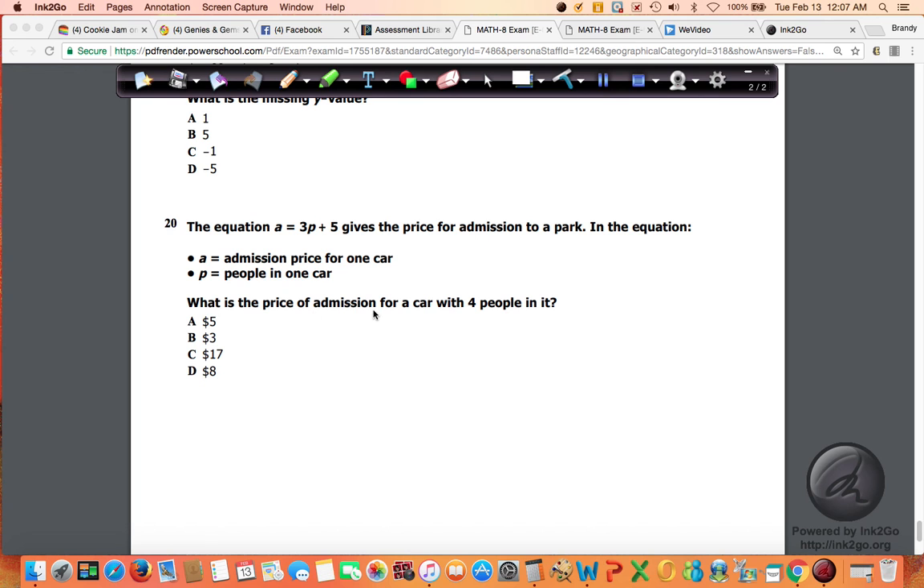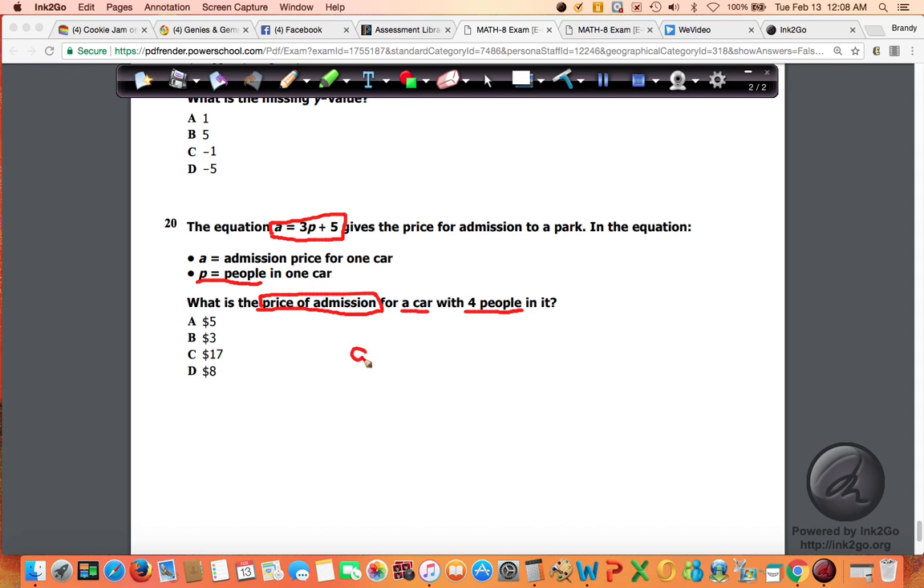What is the price of admission for a car with 4 people in it? So here we go. We got 4 people, we got a car, and we want to know what is the price of admission. So let's look at our equation, important piece always, so we can do some plug and chug. Seriously, that's all it is. We want to know A, so there's not even algebra to solve. Which one is people? The A or the P? I don't know. Maybe it tells me right there.